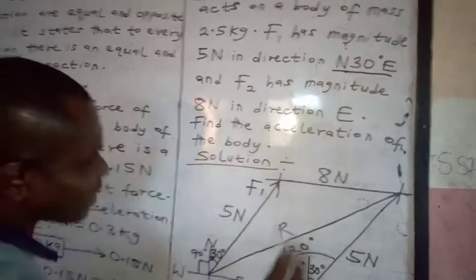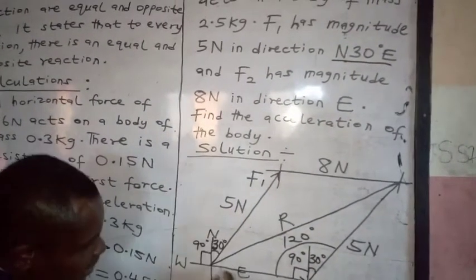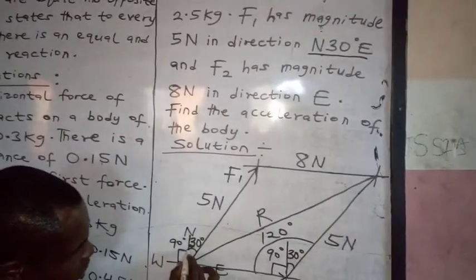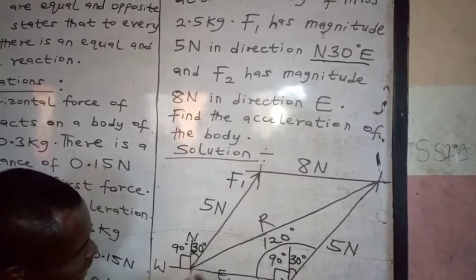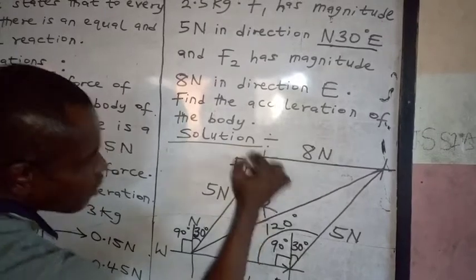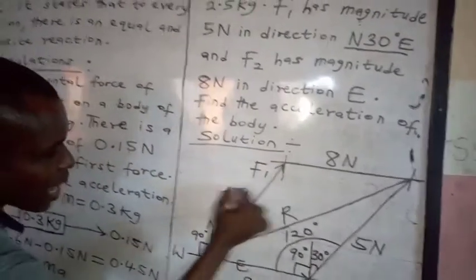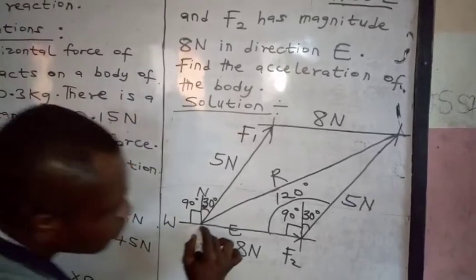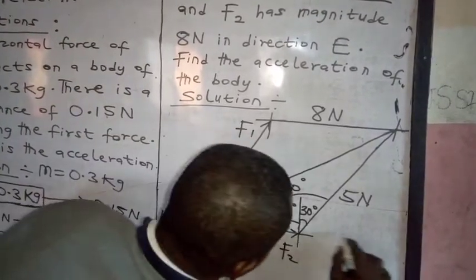Look at it, not 30 degrees east. So this is north, this is east. So 30 degrees, you start from the north, then you put your 30 degrees. Then you draw the line, then you place your 4 cardinal points here. Remember that F1 is 5 Newton, so this is F1, you write your 5 Newton, you draw your F2.